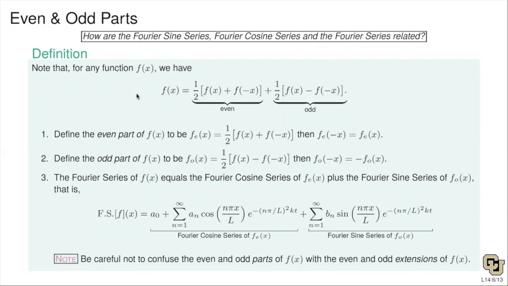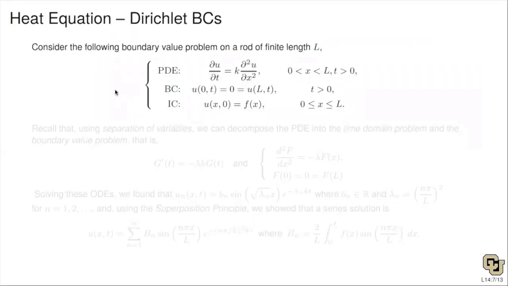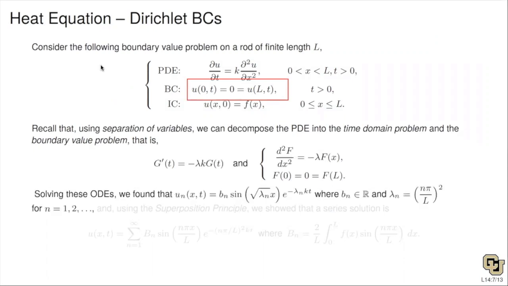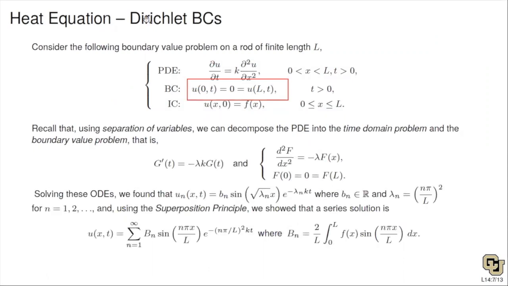So I'm done here. The last couple of slides, which I'll go over next time, are just reviewing what we've talked about. So you've got your Dirichlet boundary conditions. I want you to focus on the boundary conditions, Dirichlet boundary conditions, and then the type of solution we get. So in this case, Dirichlet boundary conditions and Fourier sine series.